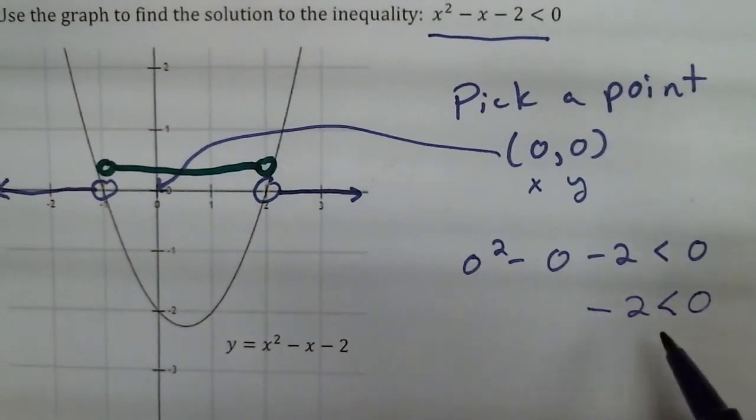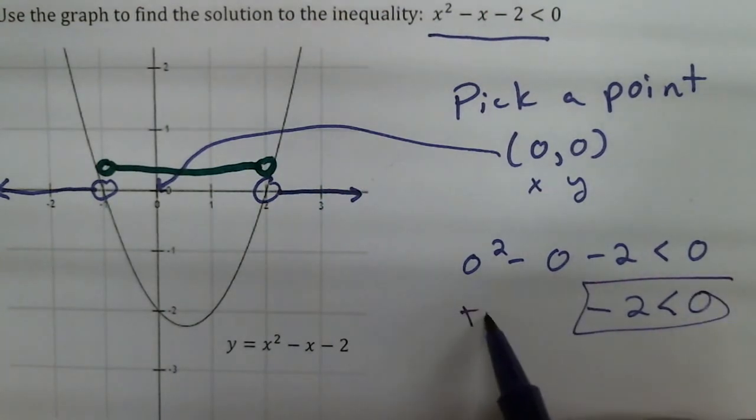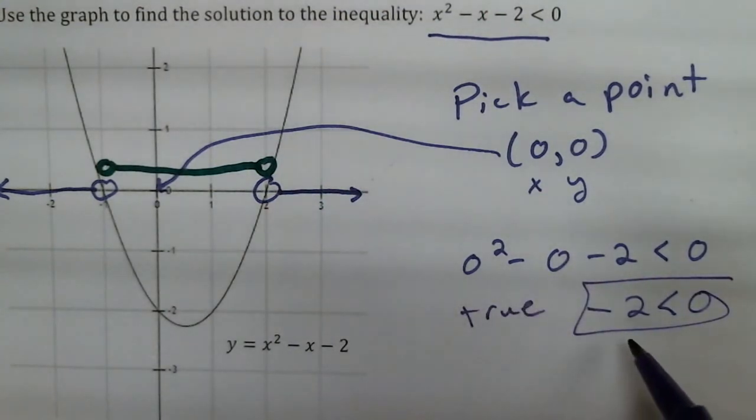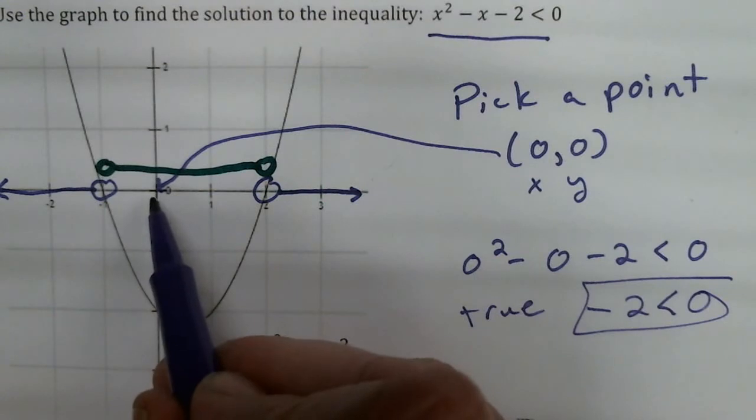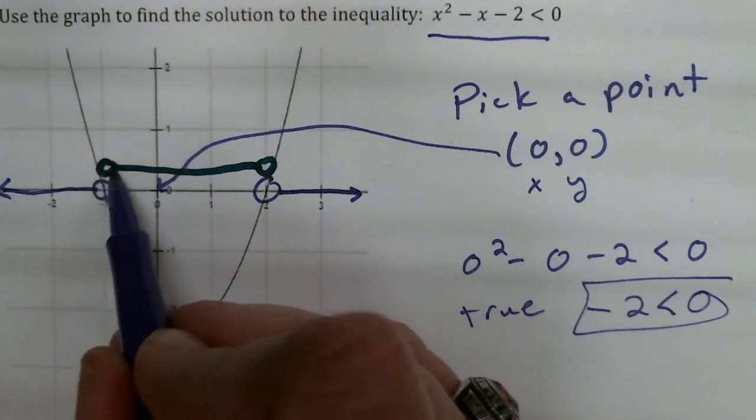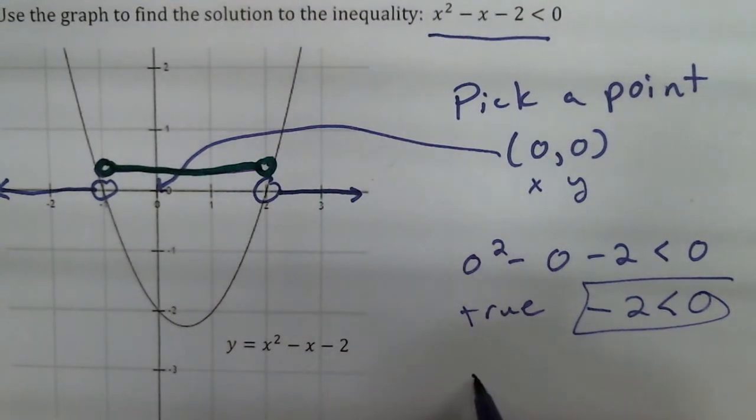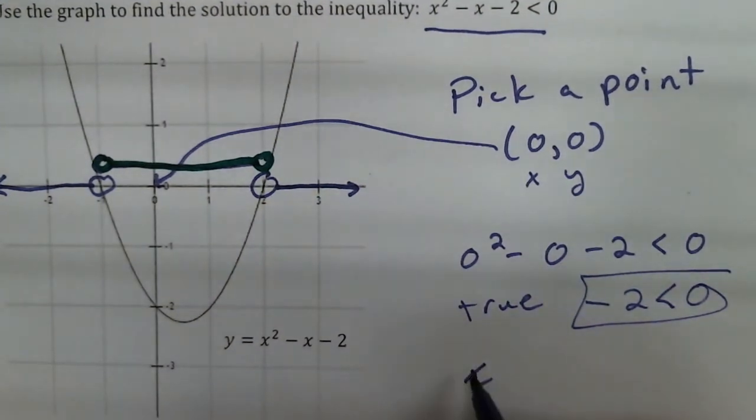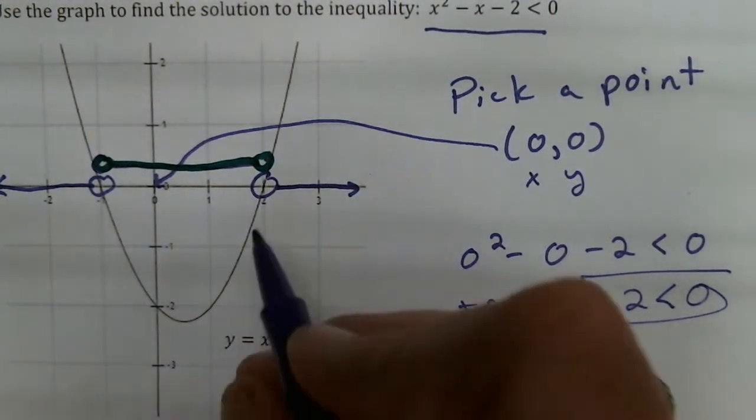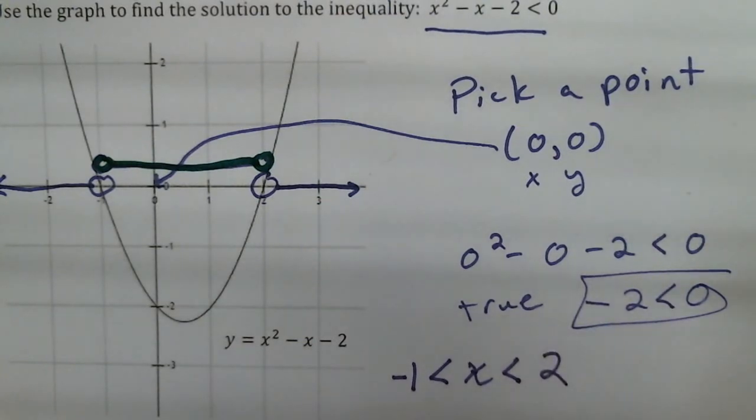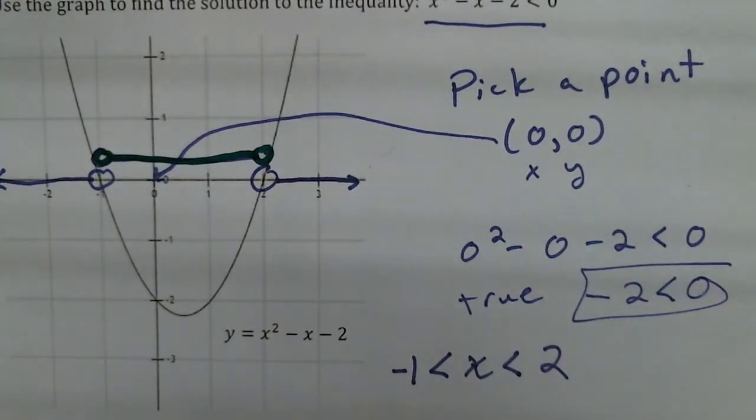Well, since negative 2 is less than 0 and that's true, that means this inequality is true for this point, and the solution set is between negative 1 and 2. So the inequality will be x is greater than negative 1 and x is less than 2. Okay. Number 2.